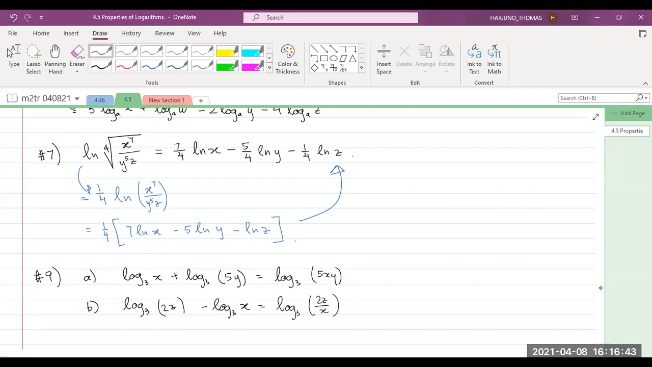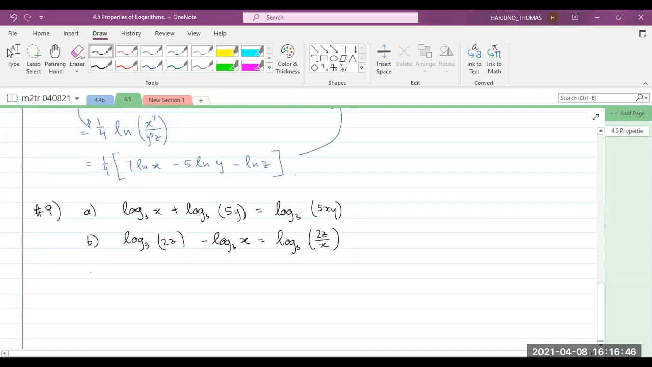Now for part C, 1/5 log base 3 of y. That 1/5 becomes log base 3 of y to the 1/5. And that's already okay, even though our textbook may want you to write it as a 5th root.